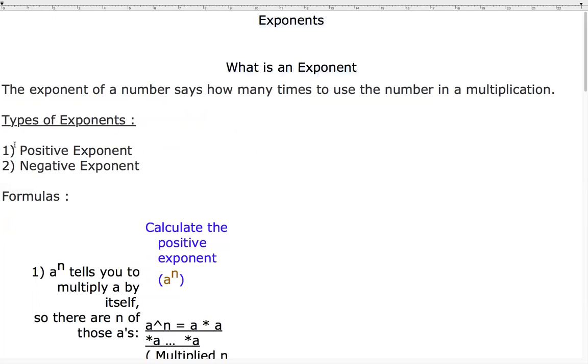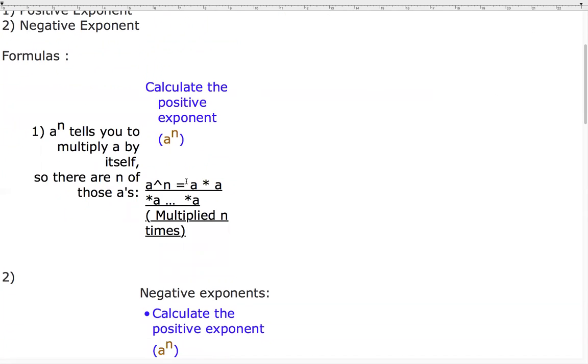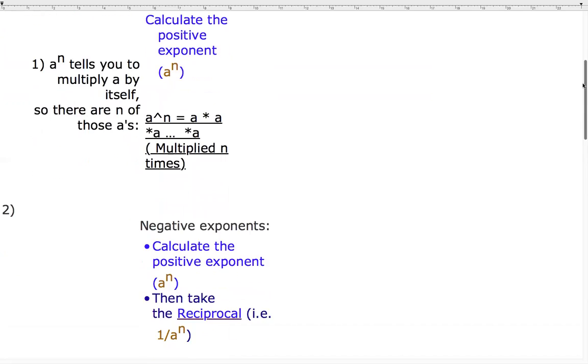We have two types of exponent: the positive exponent and the negative exponent. What are the formulas? A to the power of n is equal to a into a, multiplied n times. So if it's 8 to the power of 5, it's going to be 8 into 8 into 8 into 8 into 8, which will give me the answer.